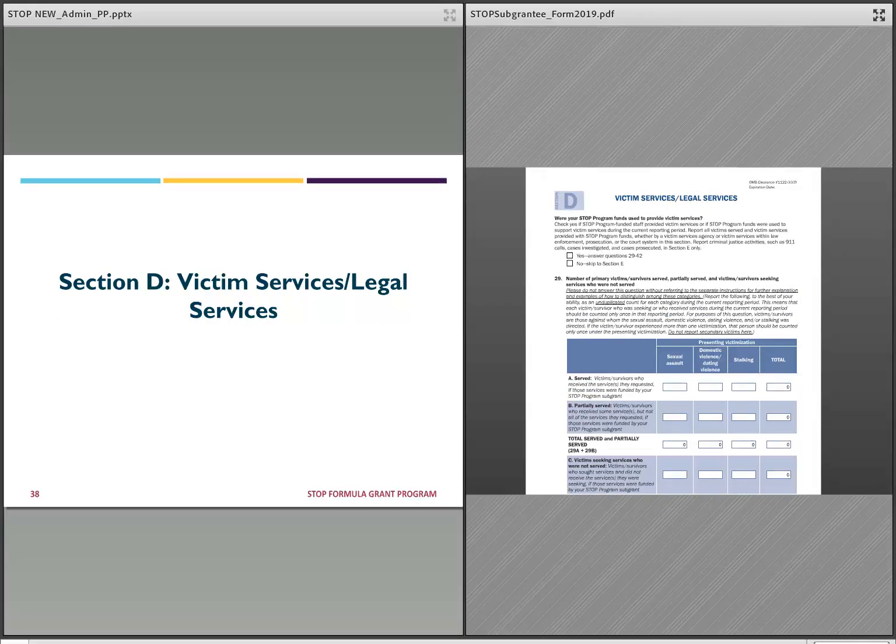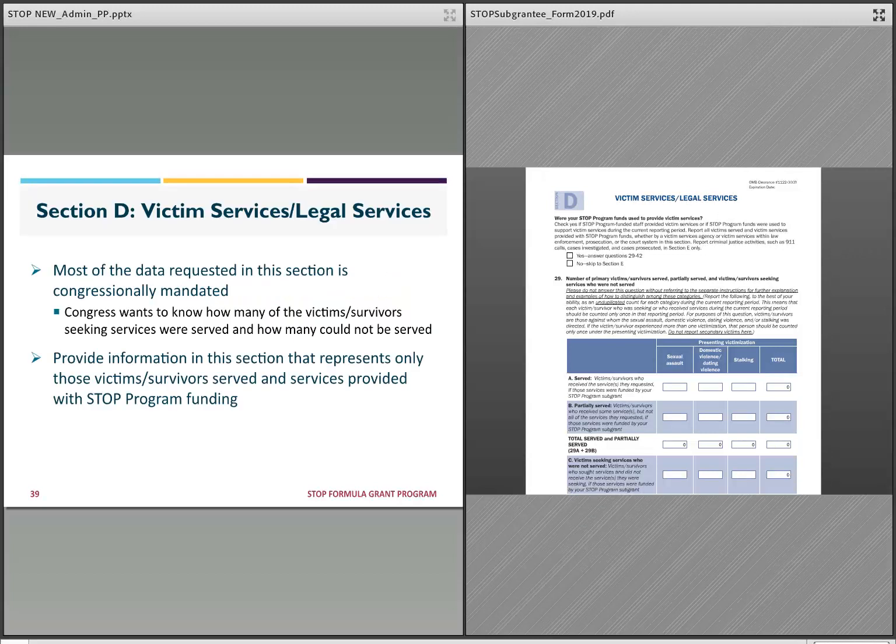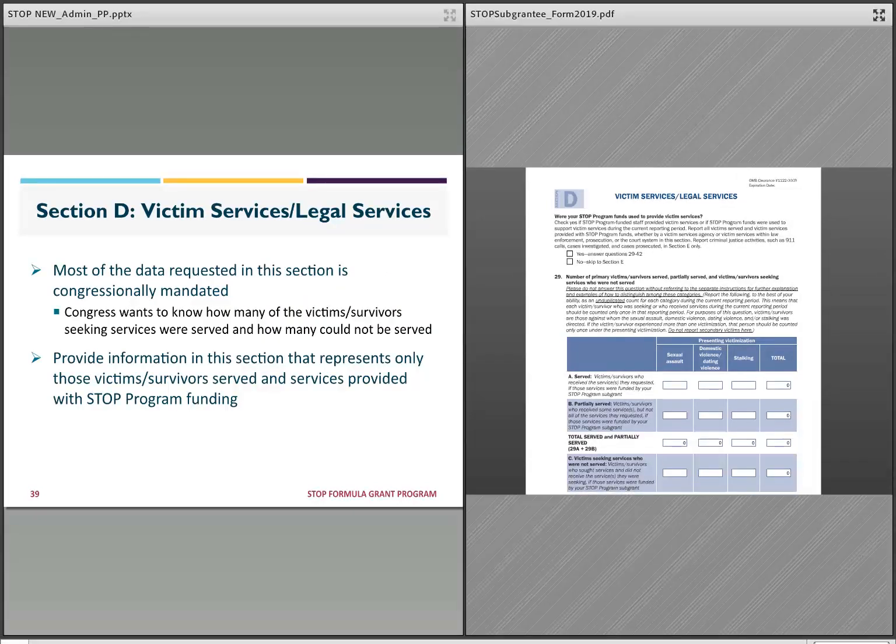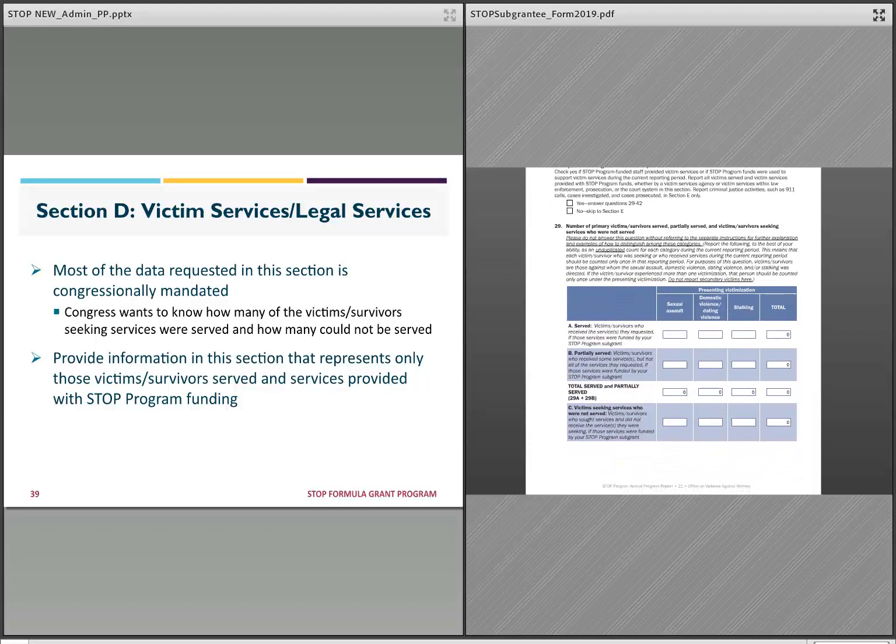Section D, Victim Services/Legal Services. STOP subgrantees should fill out the Victim Services section if STOP program funds were used to provide victim services during the current reporting period. The first question, question 29, asks about the total number of primary victim survivors served, partially served, and seeking services who were not served. Most of the data in this whole section, including this question 29, is congressionally mandated.